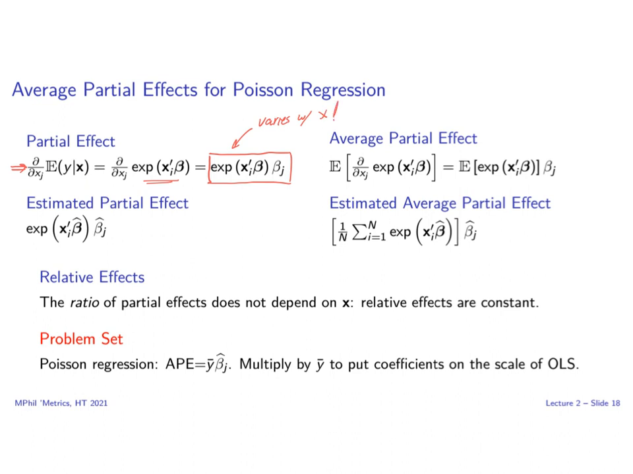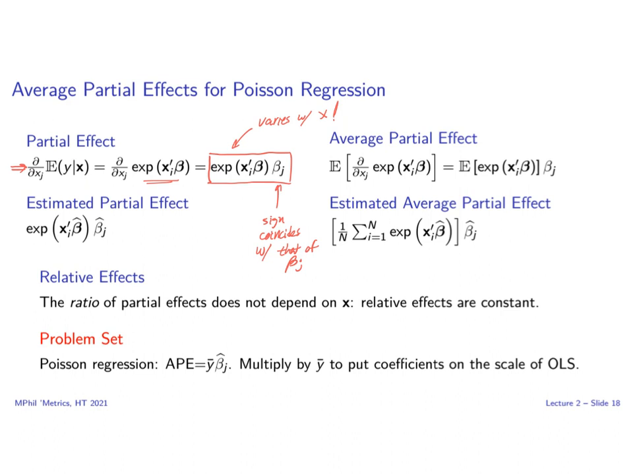However, because e to the x prime beta is always positive, the sign of the partial effect coincides exactly with that of the coefficient associated with xj. So the sign of the partial effect of xj is the same as the sign of beta j.